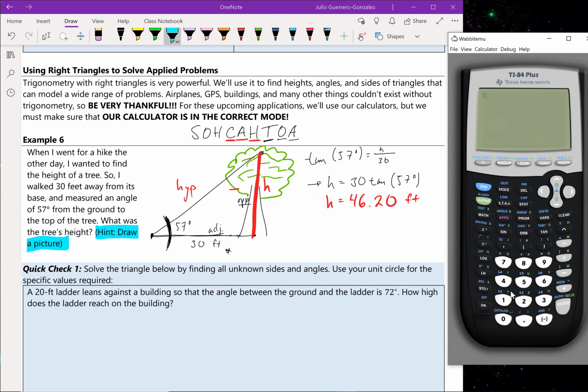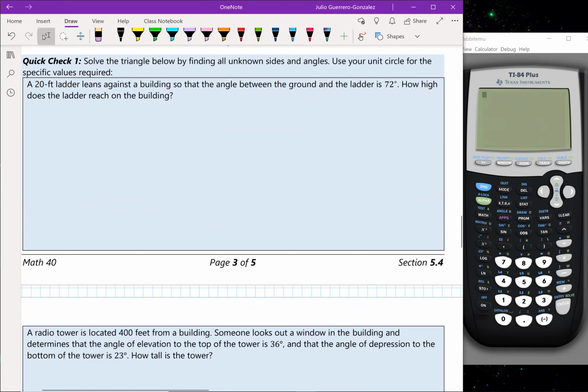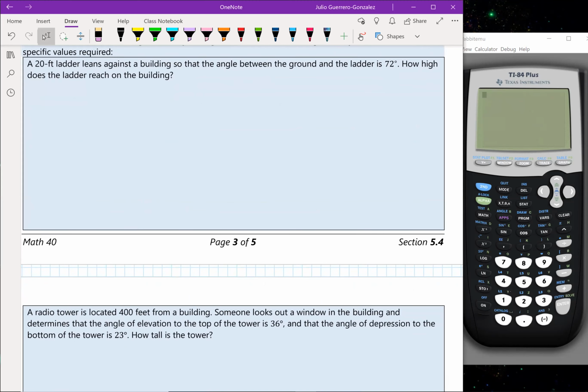Okay. All right. Let me get you guys to try out these two problems, and I'll break you guys up into groups one more time. Make sure you draw a picture.